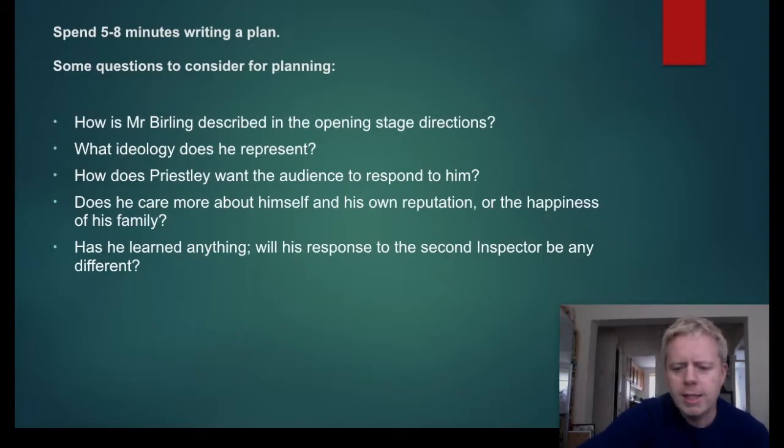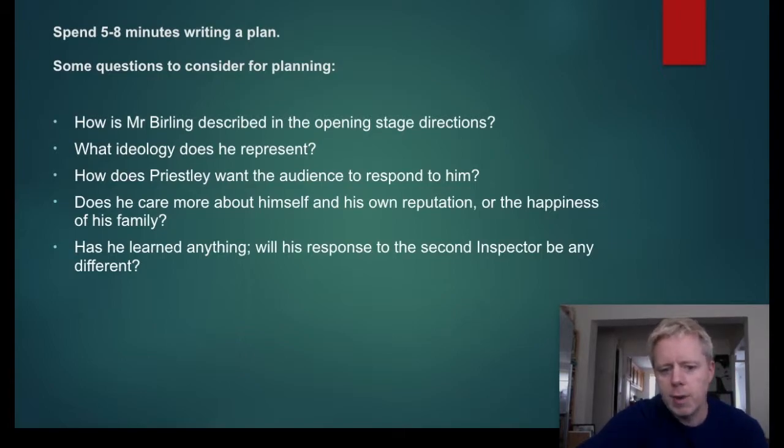Portentous, so he likes the sound of his own voice. He's a prosperous manufacturer. We learn that in the opening stage direction, so we know he's successful. He's a successful businessman. Provincial in his speech, suggests that he's not born into money. He's not born into the higher classes. He's had to work his way up. So, there's some positives and some negatives there.